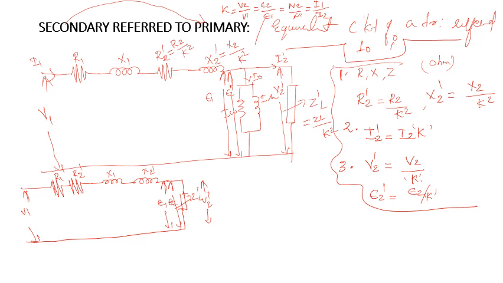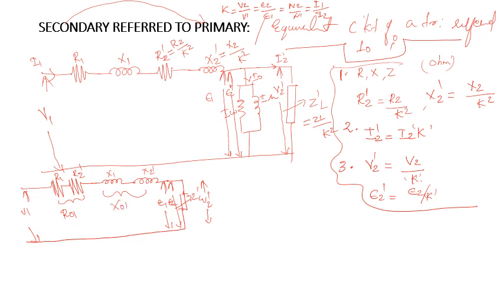Okay. The combination of R1 and R2 dash are both in series, so we can add these two things: R1 plus R2 dash. R1 plus R2 dash is nothing but R01. R01 is nothing but the equivalent resistance of a transformer referred to primary. Similarly, X1 and X2 dash are both in series, so if both inductances are connected in series, then the equivalent will be the sum of both of these two. So X1 plus X2 dash will give you X01.